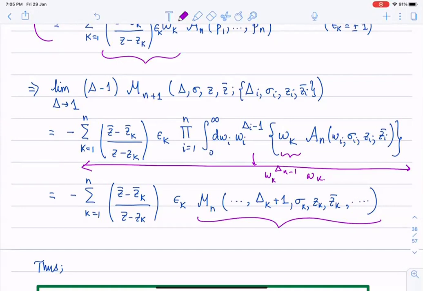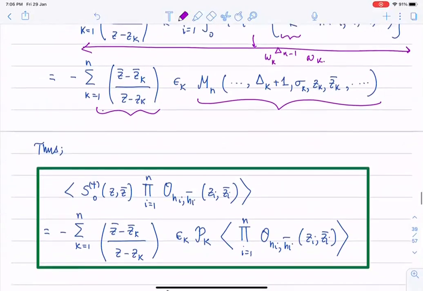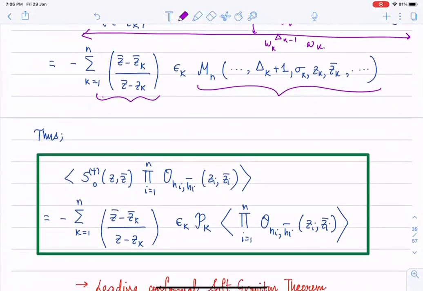So in this case, if we start out with some n plus 1 point Mellin amplitude and take the limit where delta goes to 1, this object factorizes in terms of an n-point Mellin amplitude, and we have some soft factor as well. Sometimes this overall factor which appears here is also referred to as the conformal soft factor. Okay, good.